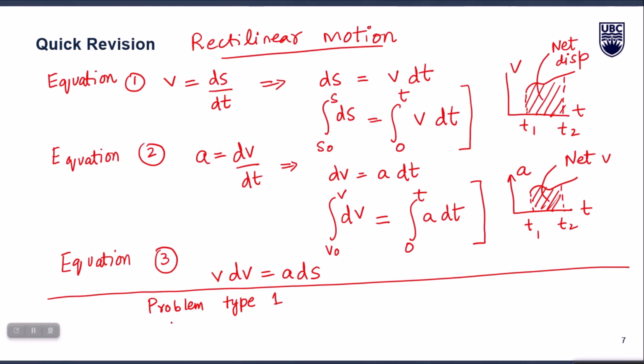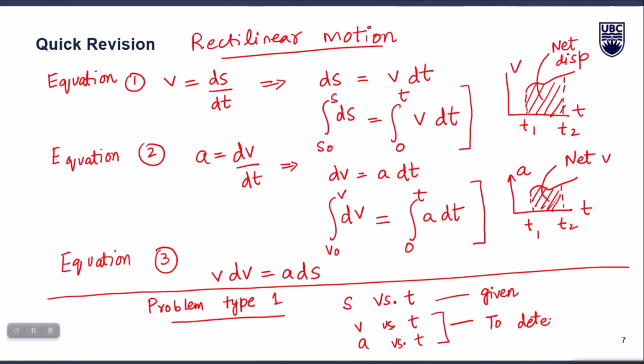in which s versus t was given, and you are required to determine v versus t and a versus t. Once you know these two relationships, you can always answer questions like what will be the velocity at that time, or what will be the acceleration corresponding to a given time, right? So all those questions can be answered once you have v versus t and a versus t. So this is what needs to be determined.